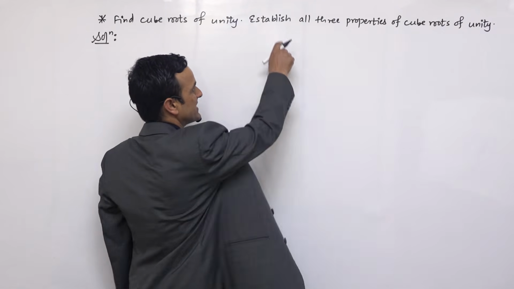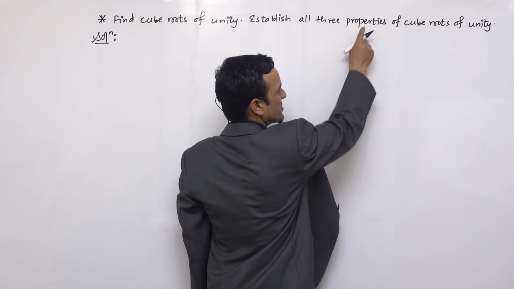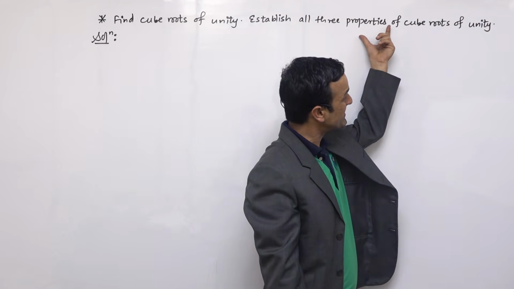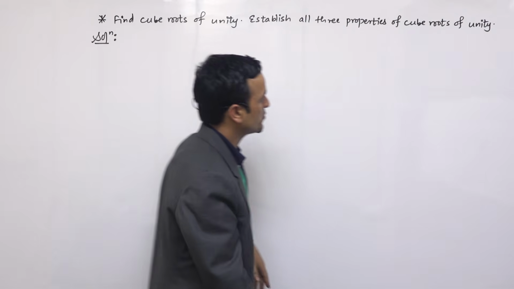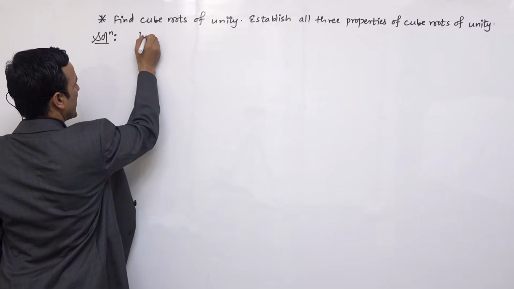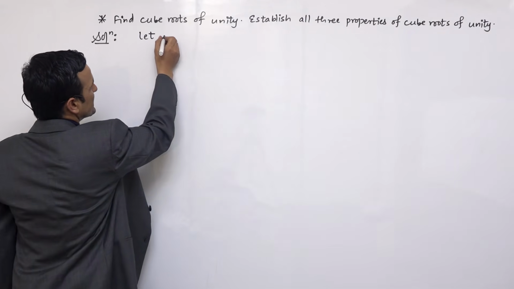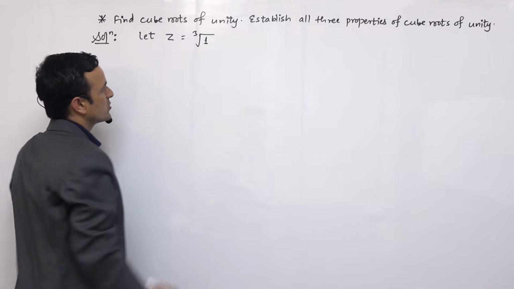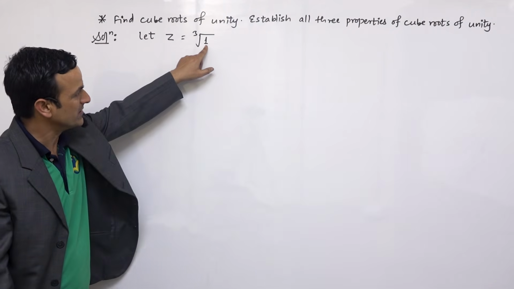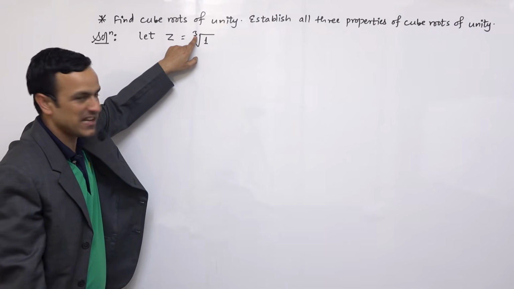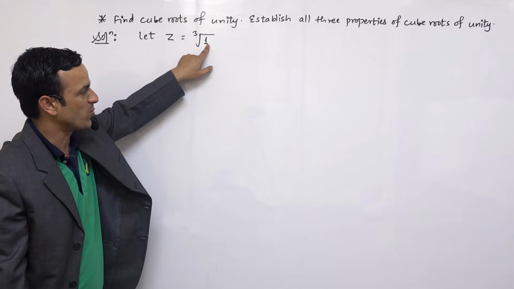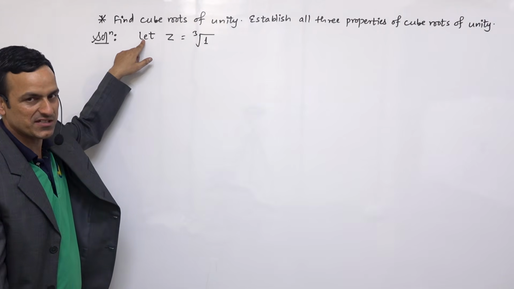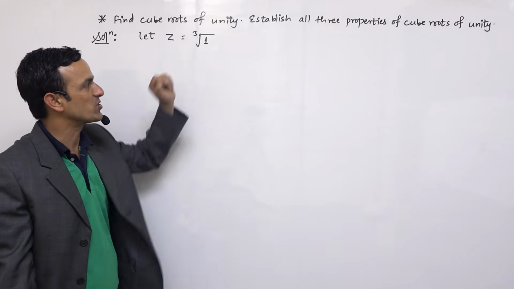Our second question is, we have 3 properties altogether. So for all 3 properties, write down the statement and prove it. So let's write, let z be the cube root of 1. So unity means 1 and its cube root is written as cube root of 1, and it is z. It is our supposition.